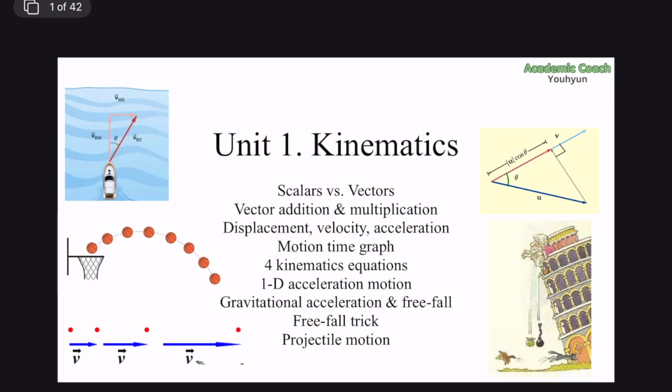We learn if an object is moving along a straight line or along a circular path, if it's going through projectile motion, if it's moving up and down in a straight line. We also learn if an object speeds up or slows down and all of that. So let's get started.